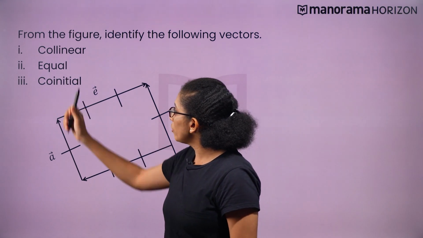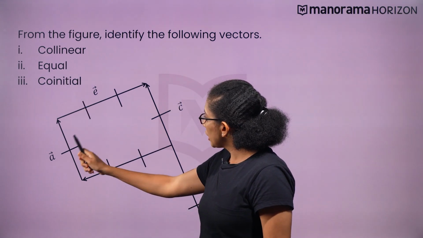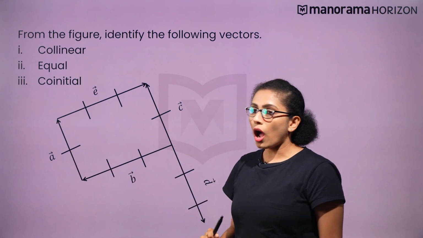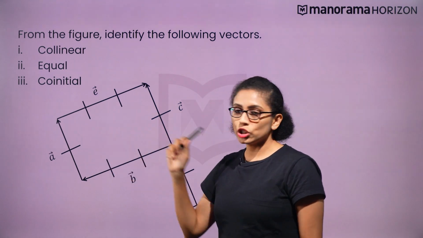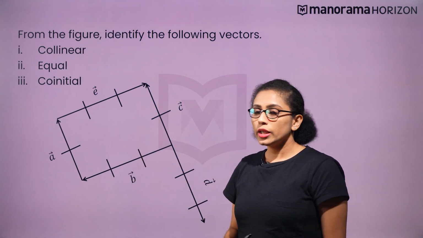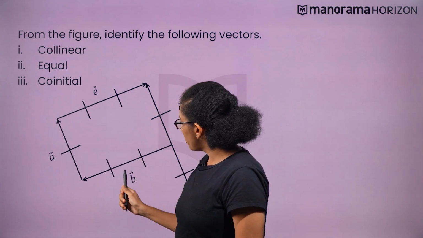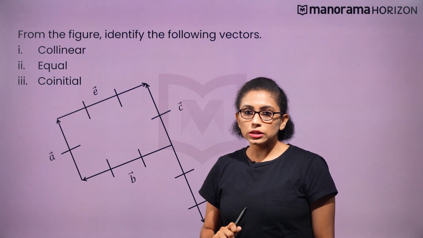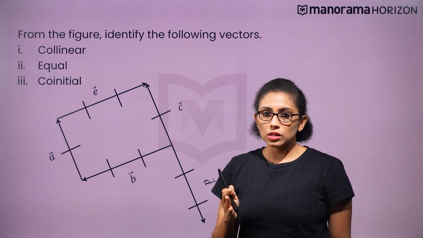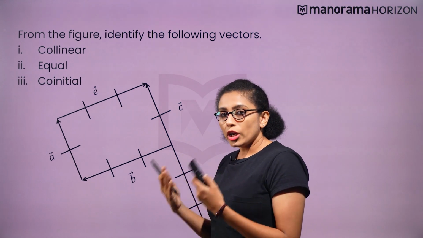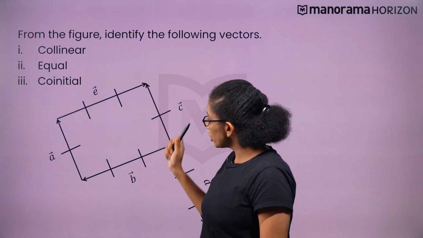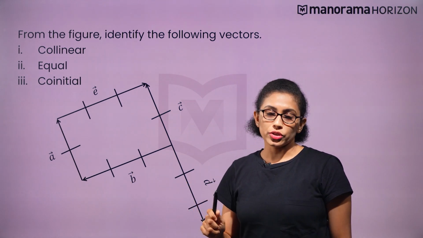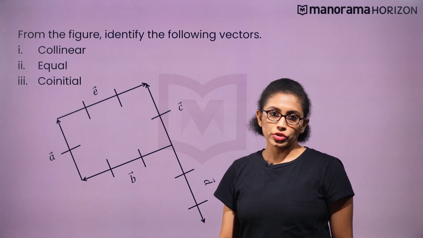Now, what about equal vectors? Here, you can see A and C are equal vectors, right? Because direction and magnitude are the same, right? But why are B and E not equal vectors? There might be a question, right? They are not equal vectors because the direction is different. A is in this direction and B is in the opposite direction. So they are not equal vectors.